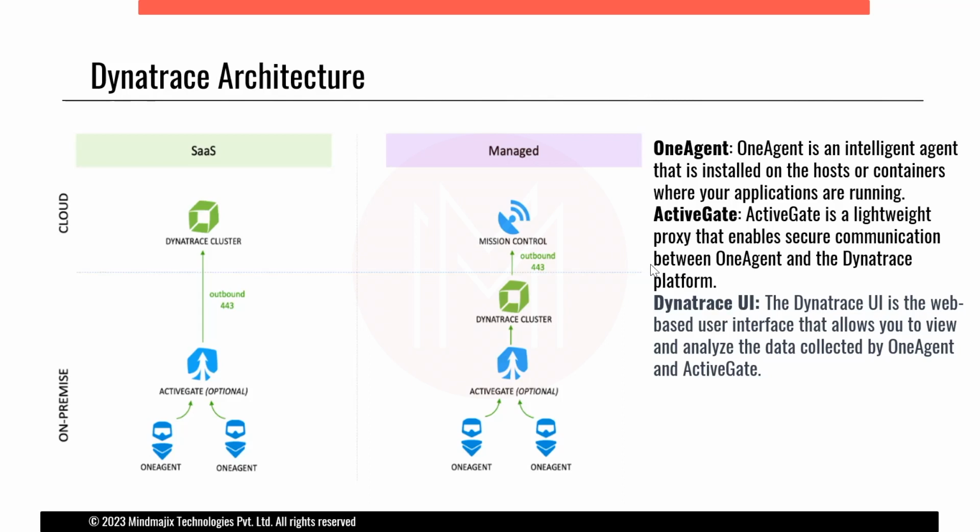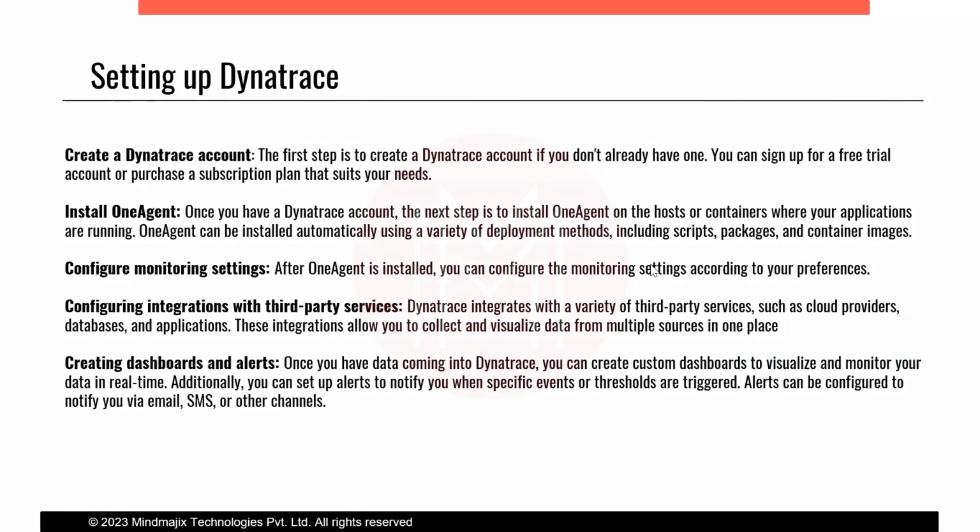The components include OneAgent. OneAgent is an intelligent agent that is installed on the host or containers where the applications will be running. ActiveGate is a lightweight proxy that enables secure communication between the OneAgent and the Dynatrace cluster. The Dynatrace UI is the web-based user interface that allows you to view and analyze the data collected via the OneAgent through the ActiveGate.